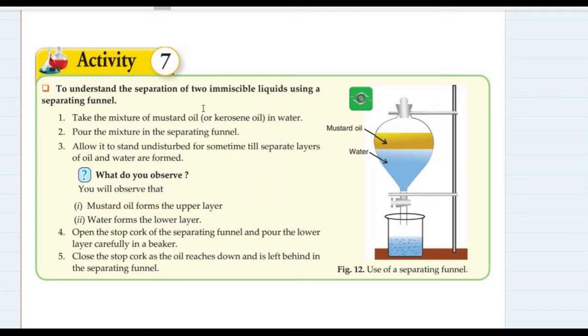You have to take this mixture and allow it to stand undisturbed for some time till the separate layers of oil and water are formed, like the one which you see in the diagram. The apparatus which you see over here is known as a separating funnel, which has a narrow mouth which is closed with the help of a cork, a broad curved body, and a narrow opening at its bottom, which is stopped with a stopcock. This is known as a stopcock.